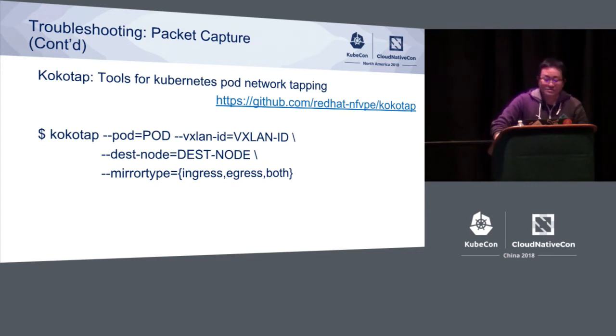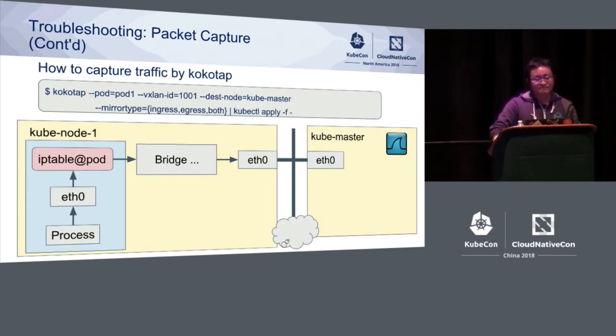And so I'm creating a tool for Kubernetes pod network tapping. It's called CocoTap. CocoTap takes these arguments: one is the pod name, and next is the VXLAN ID, the destination node, and the mirror type. I will explain these in the next slides.